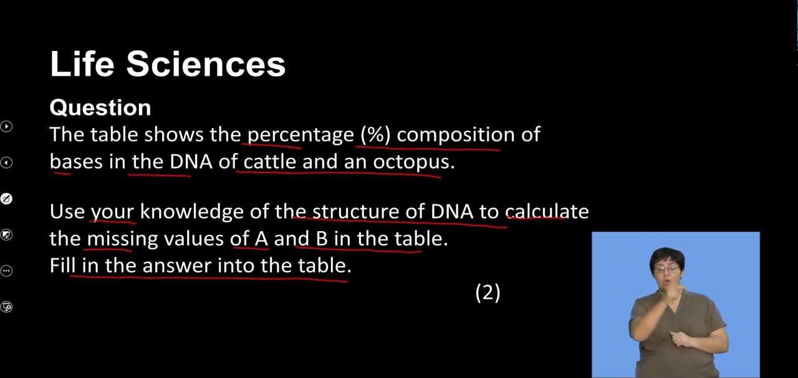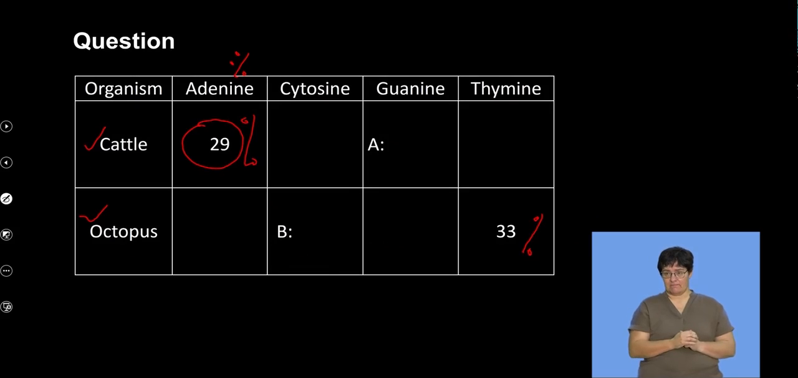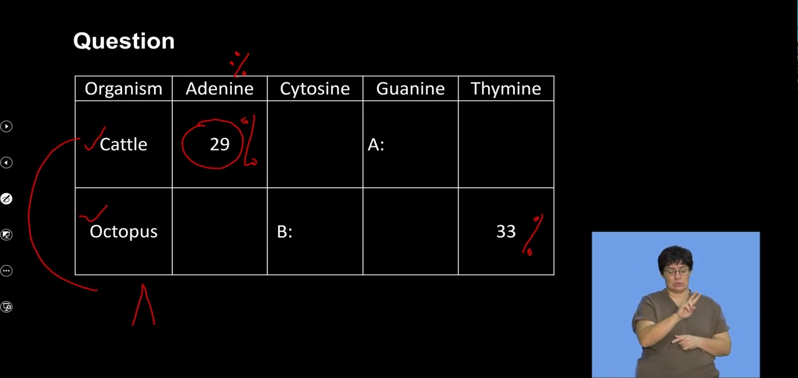So use your knowledge of the structure of DNA, and we've got to calculate the missing values of A and B in the table. Now guys, it's important that the question points us to using the structure of DNA to calculate. Now let's look at this. What's important for us is that we know that in this table adenine has been given to us. If we look at the cattle, the percentage of adenine is 29%. If we look at the octopus, that's given to us here, where we see that thymine is indicated as a percentage of 33%.